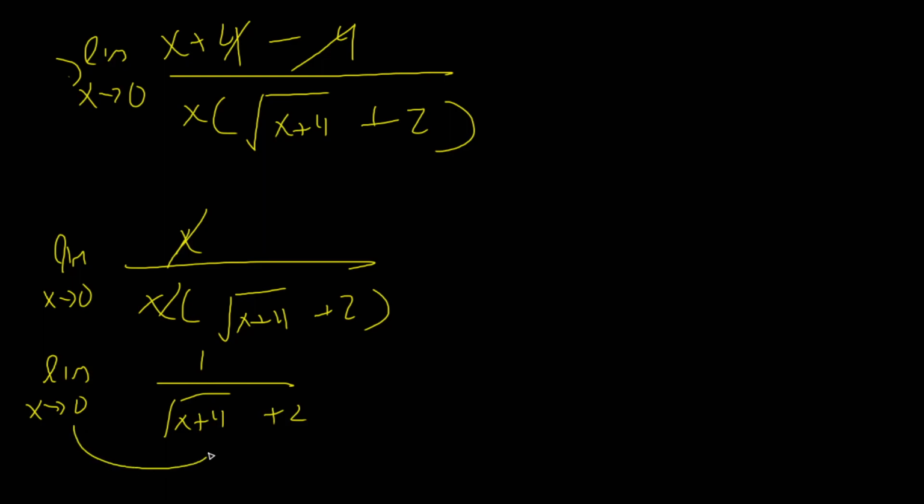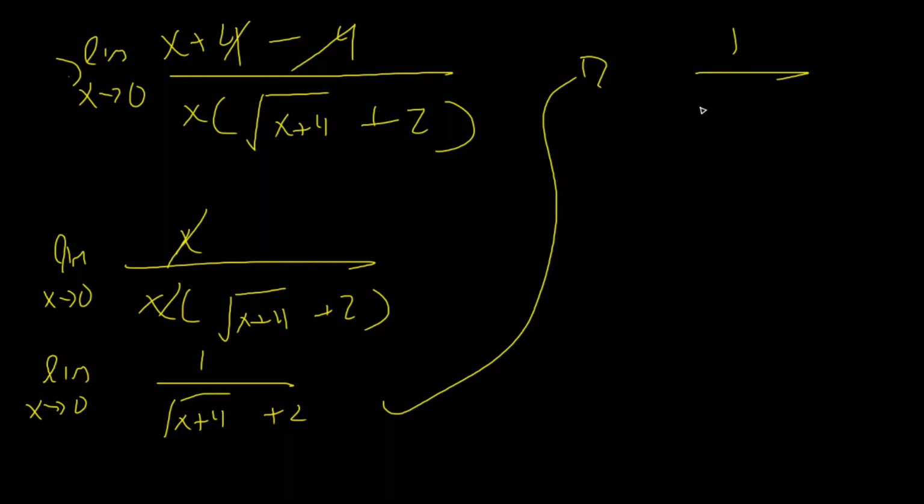And at this point, you can just substitute x equal to 0 here, and what you'll get is 1 over the square root of 4 plus 2, which would equal 1 over 2 plus 2, which would equal 1 over 4.